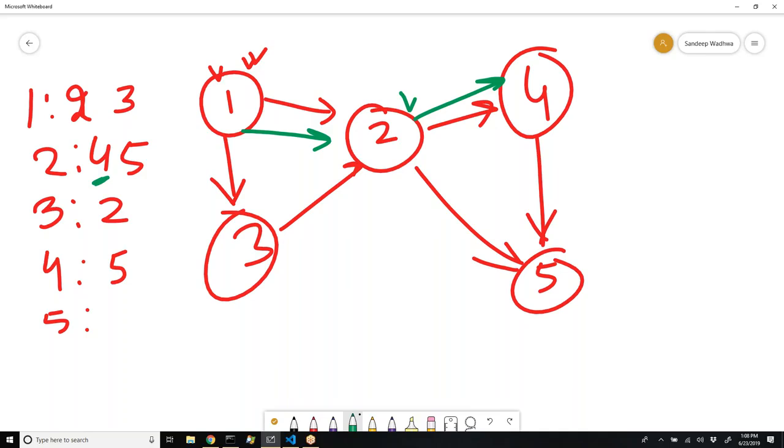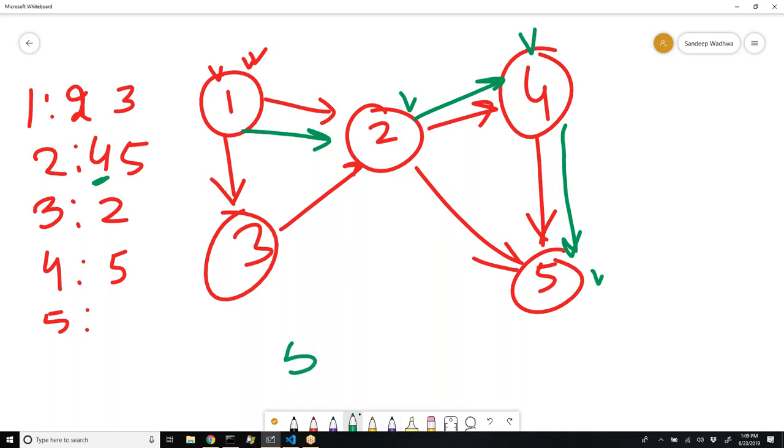4 will mark itself visited, then make a call to 5. What will 5 do? 5 doesn't have any children. So 5 will first mark itself visited. 5 will have a for loop to call DFS for its children, but none of the children are there. So kind of we can say DFS for all its children is done. So what will 5 do now?